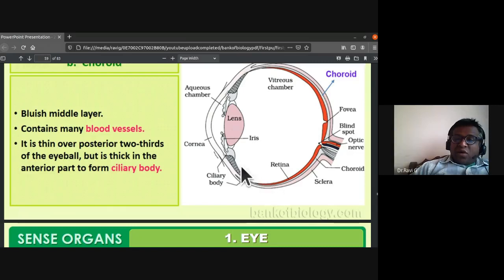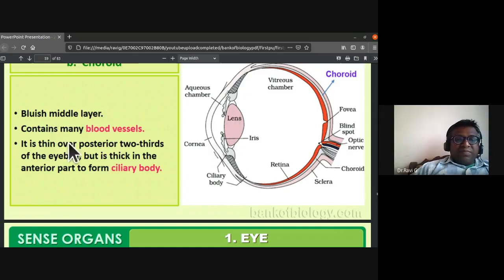So the choroid continues further to form the ciliary body. Ciliary body extends to form the iris. It is an opaque body, and the constriction of the pupil or dilation of pupil is by the activity of the muscles of the iris.